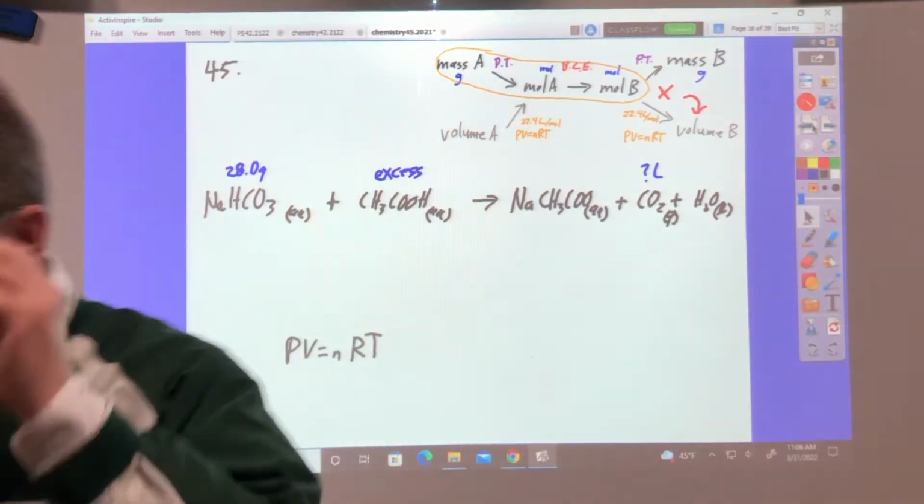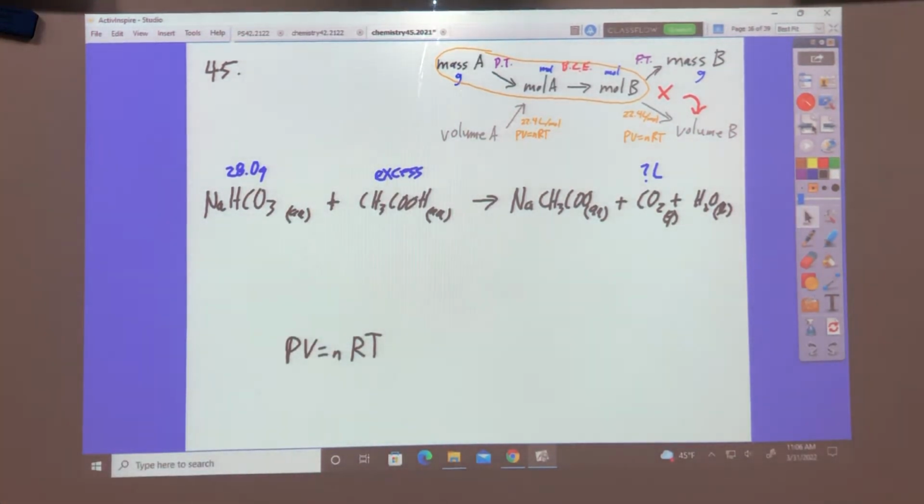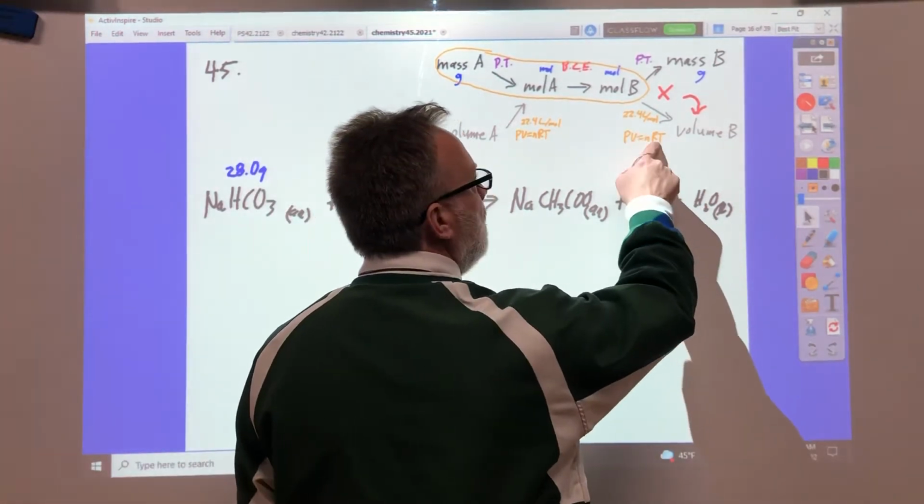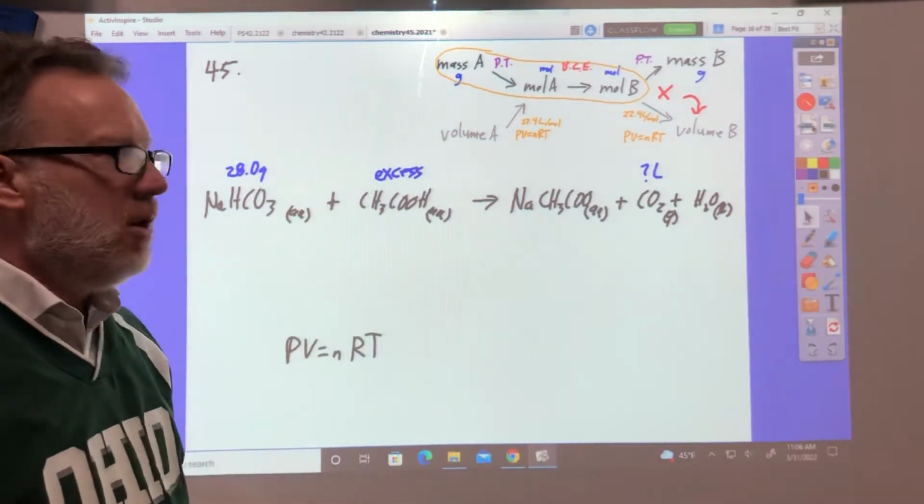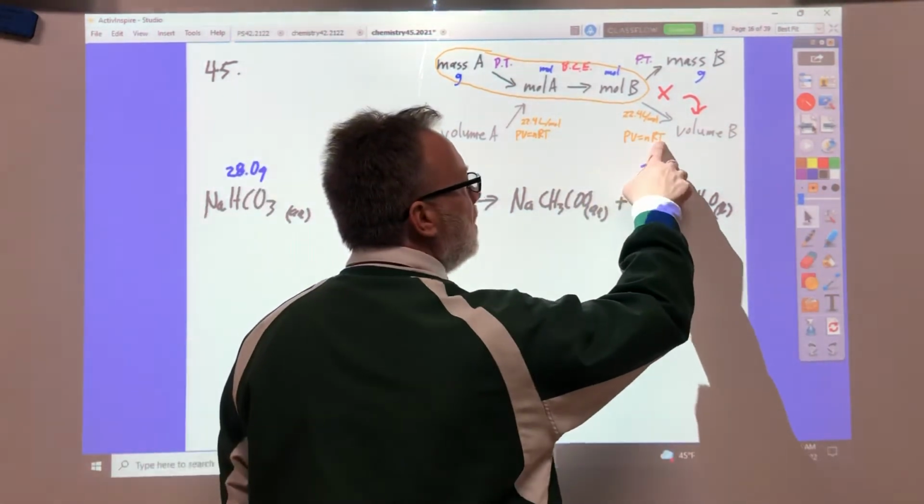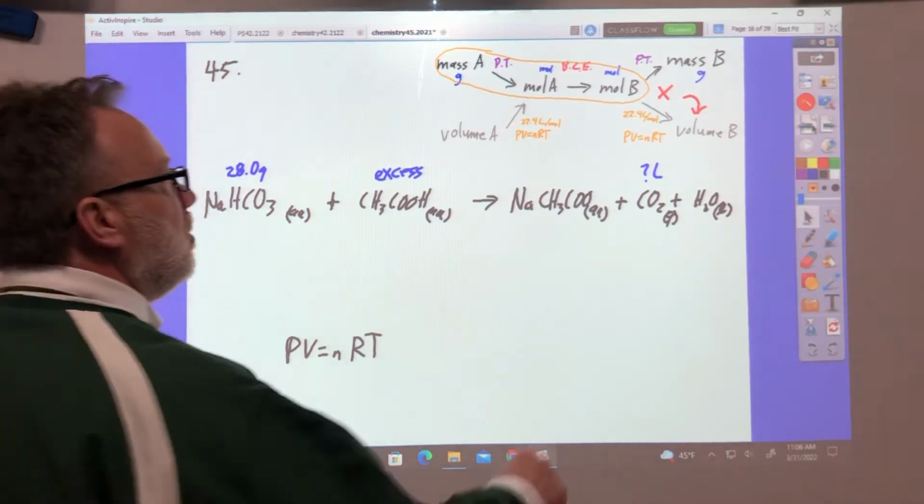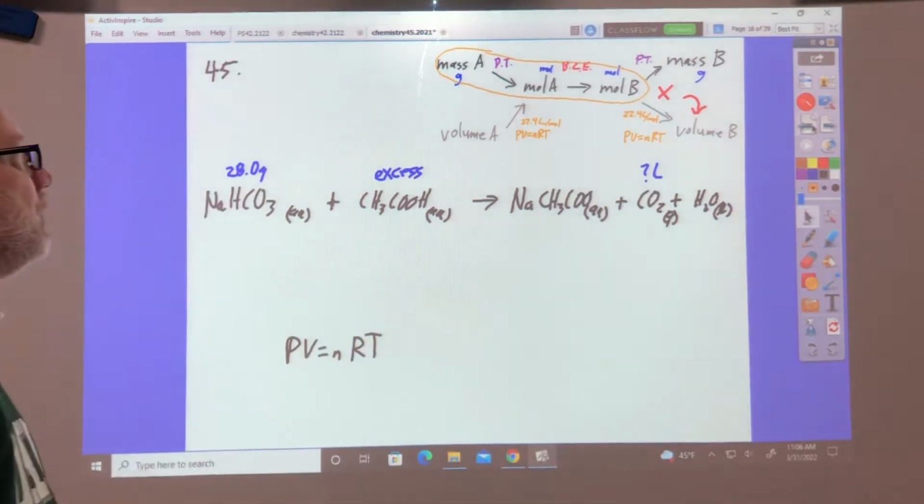your non-standard conditions. Okay, during the reaction, the gas cools to 20 degrees Celsius. That's not 0 Celsius. So we are at 20 degrees Celsius, which is 293. So PV equals nRT is going to be the way to go. And 1 atmosphere of pressure, so pressure is 1 atmosphere.